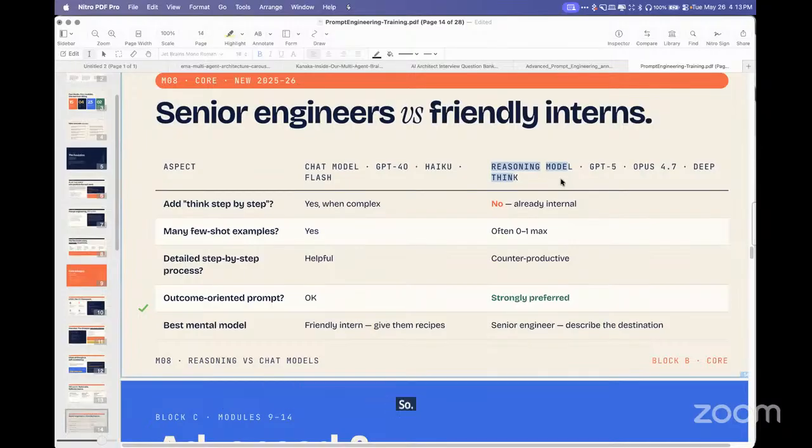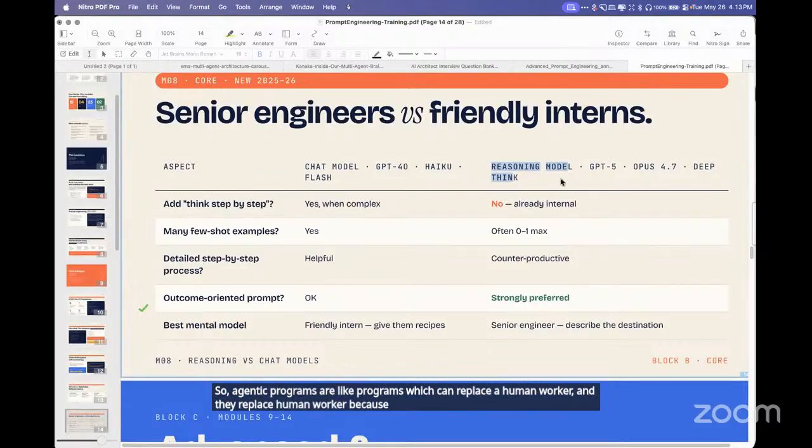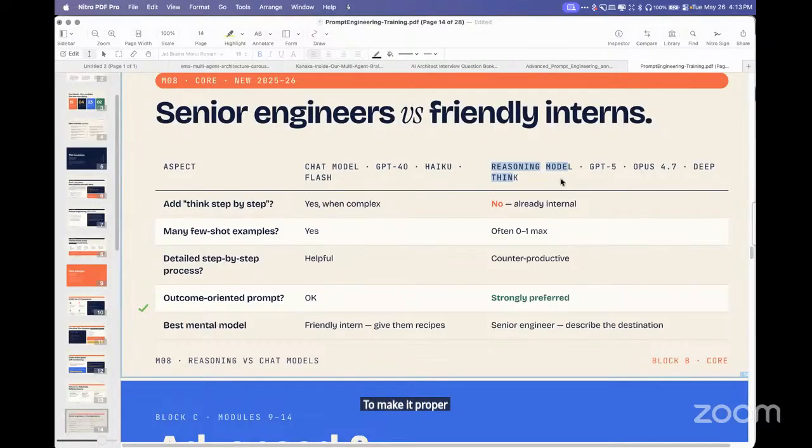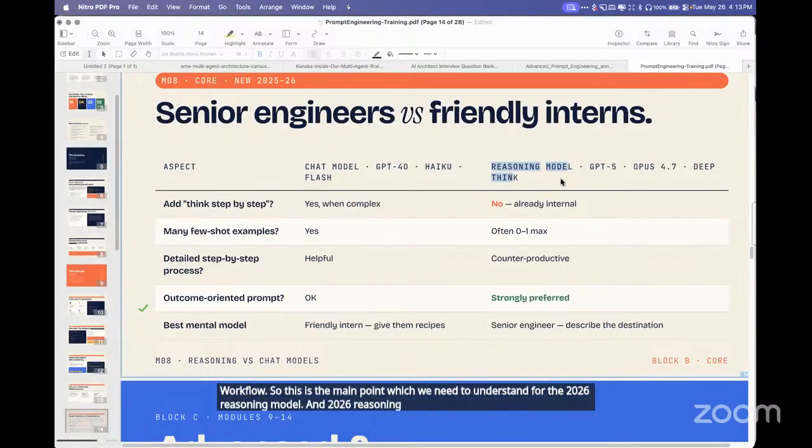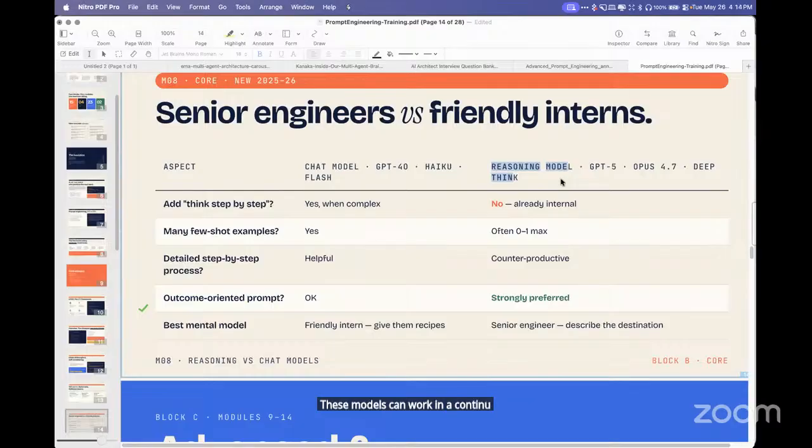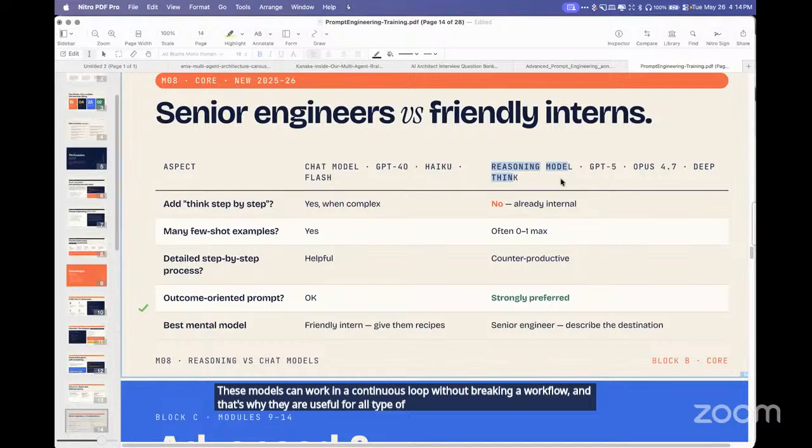So agentic programs are programs which can replace a human worker, and they replace a human worker because they can take their own decisions and act on those decisions to make a proper workflow. So this is the main point we need to understand for the 2026 reasoning model. And 2026 reasoning models are different from 2023 models, because these models can work in a continuous loop without breaking a workflow, and that's why they are useful for all types of agentic tasks.